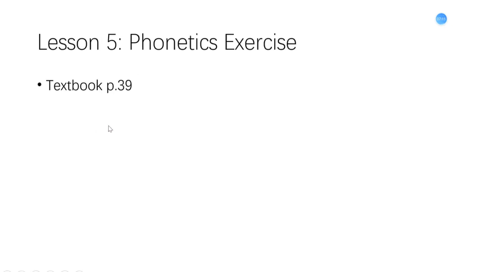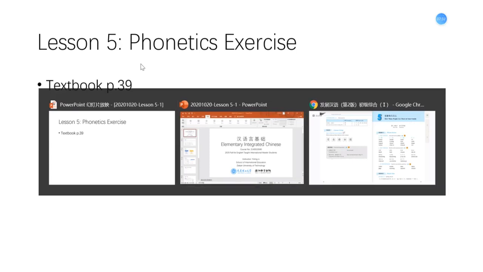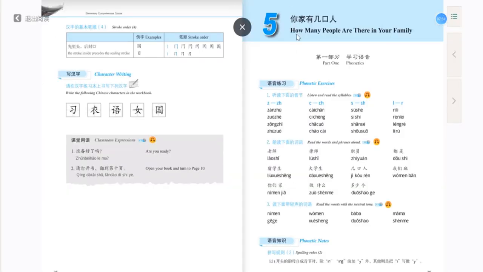And now we are going to begin lesson 5. Okay, lesson 5. First, we will go through the phonetics exercise of lesson 5. Now please open the textbook and turn to page 39. The title is 你家有几口人? How many people are there in your family?